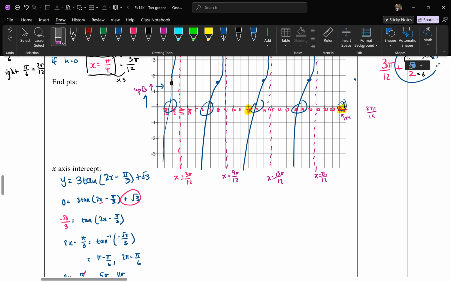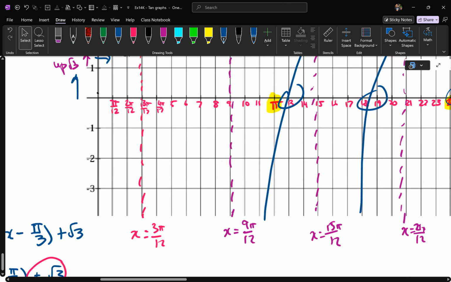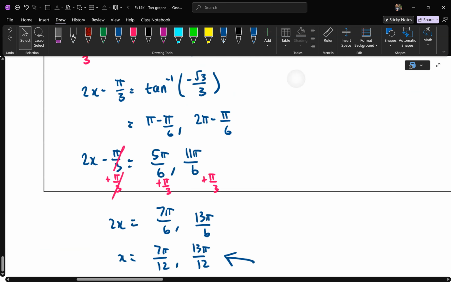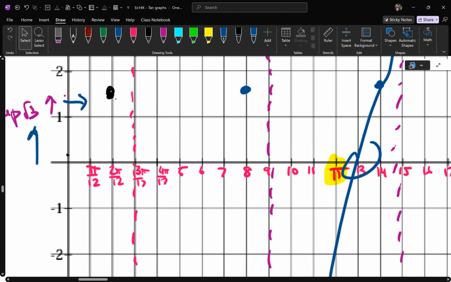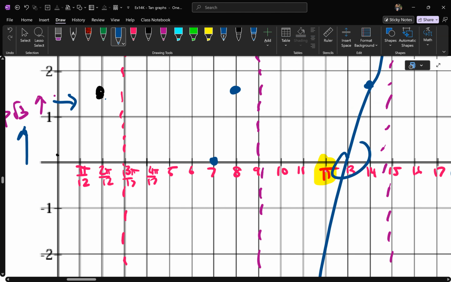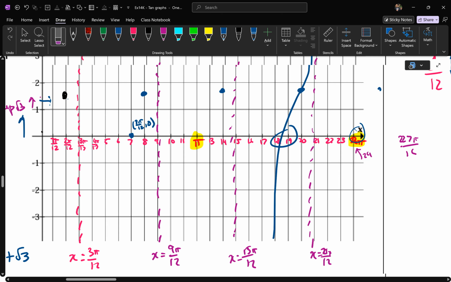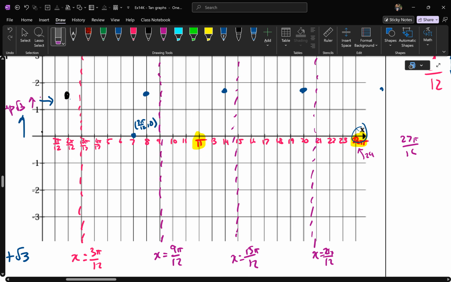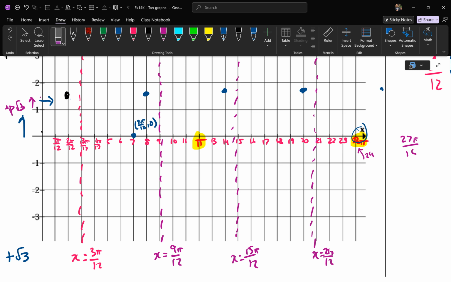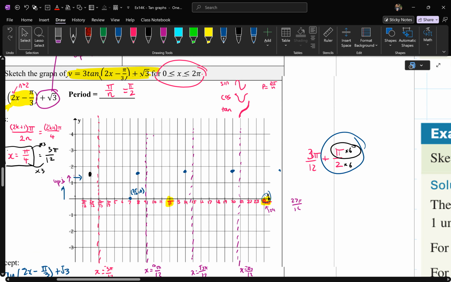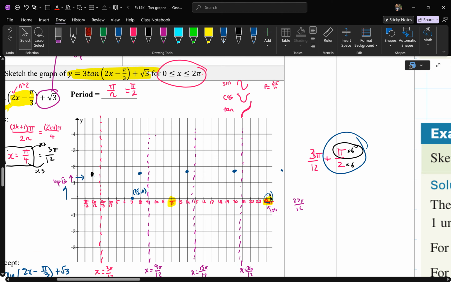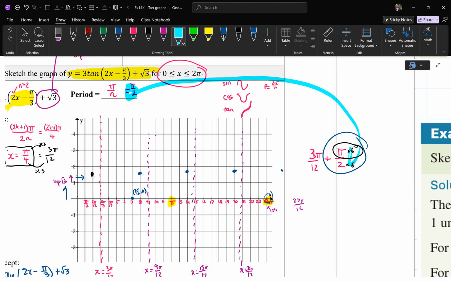But here we go. So let's put in our x-intercepts now. We now know the first x-intercept was at 7 pi on 12. Here we go. So 7 pi on 12. That's my first x-intercept. Now to find all the other x-intercepts, we already said, add on the period. What was the period again? Yeah, pi on 2. This is our period, but we converted it before.